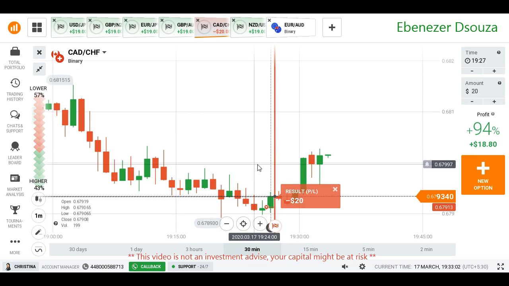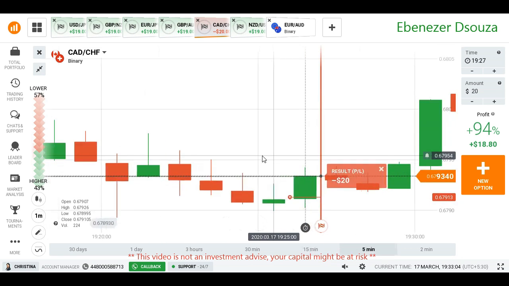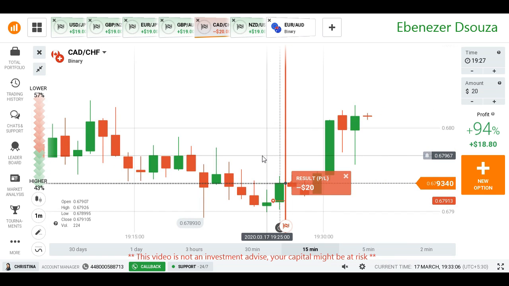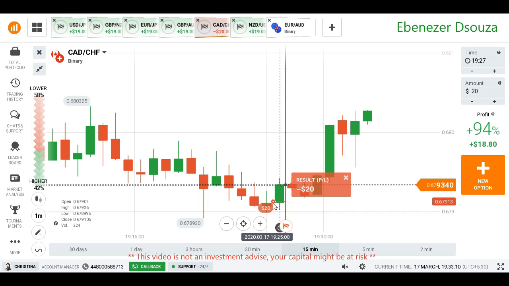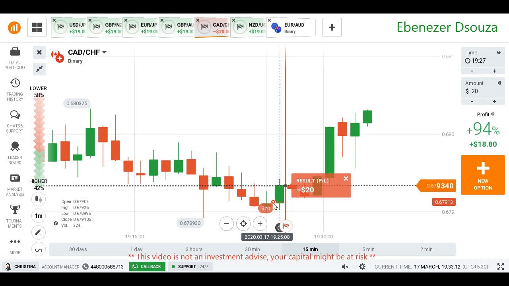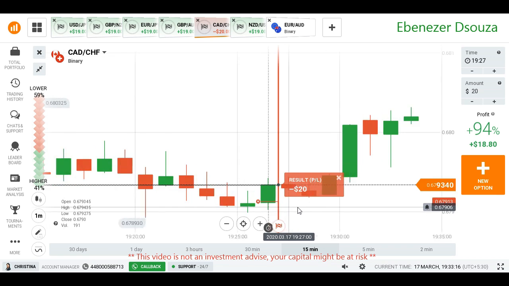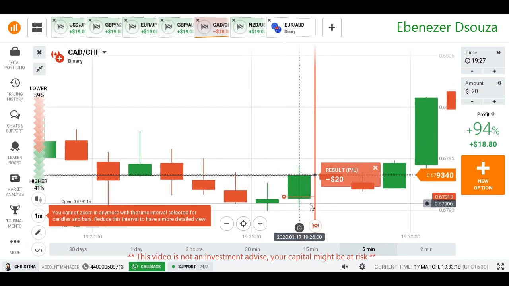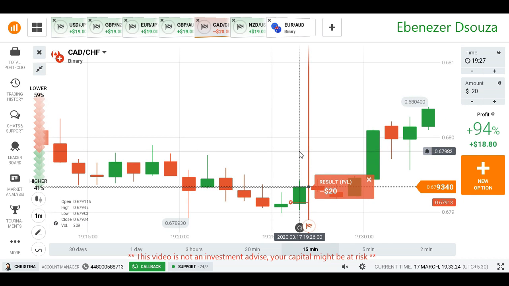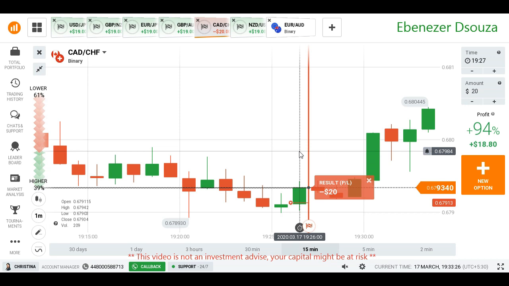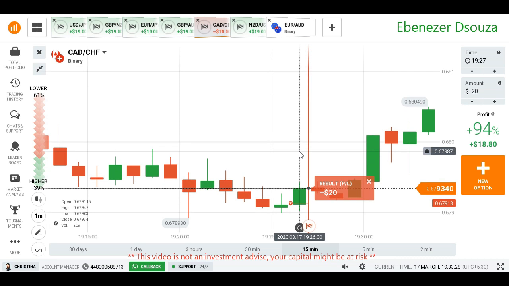And this is my fifth trade. I lost this trade. I don't know why. I thought it would give me a sure winning trade, but it gave me a losing trade. Sometimes even if you think it is sure, we may lose the trade. So that's why always try to follow money management. It will help your risk management. It will help you to not lose more money.